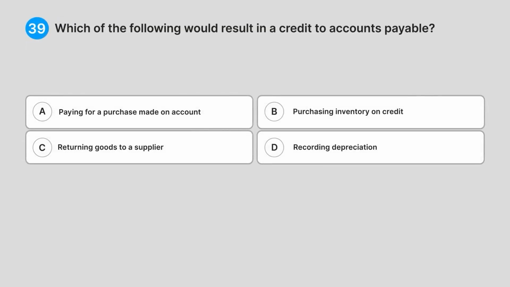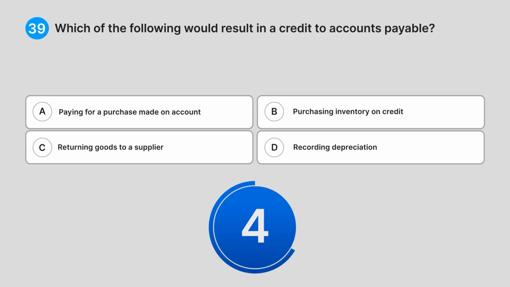39. Which of the following would result in a credit to accounts payable? A. Paying for a purchase made on account. B. Purchasing inventory on credit. C. Returning goods to a supplier. D. Recording depreciation. What do you think is the answer?